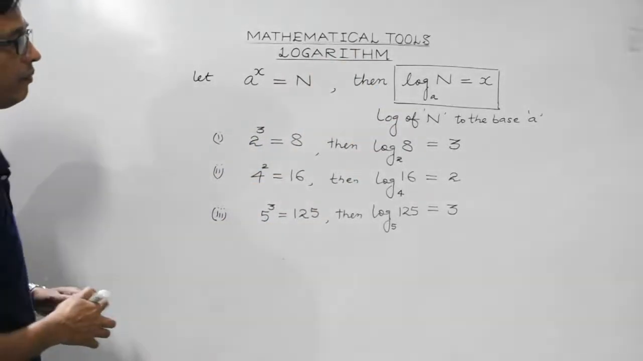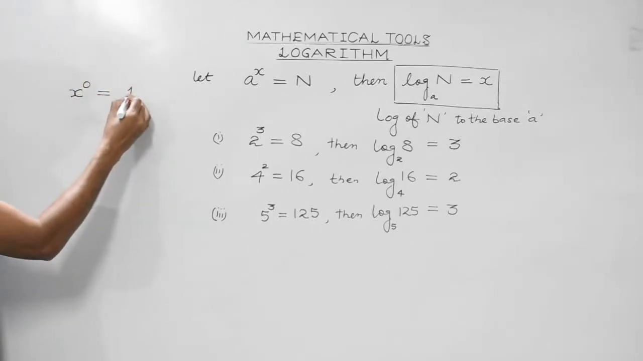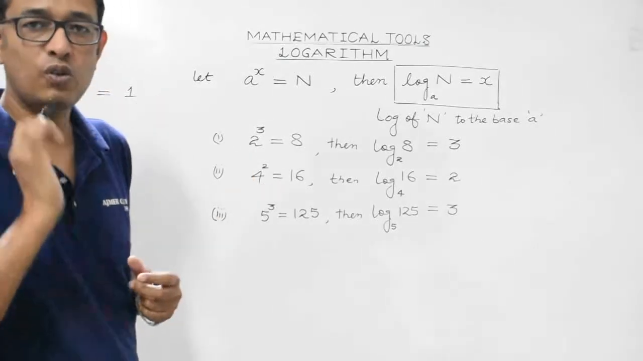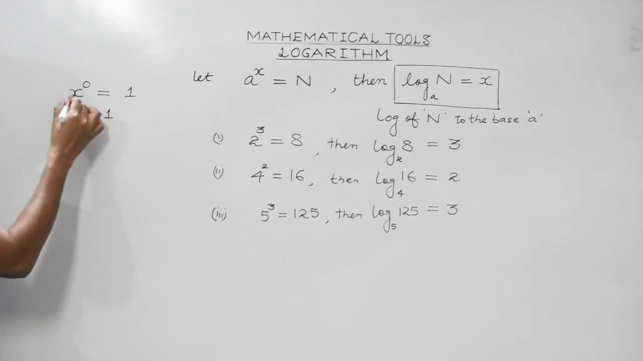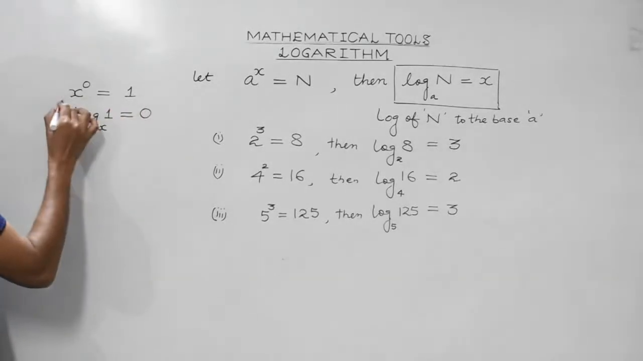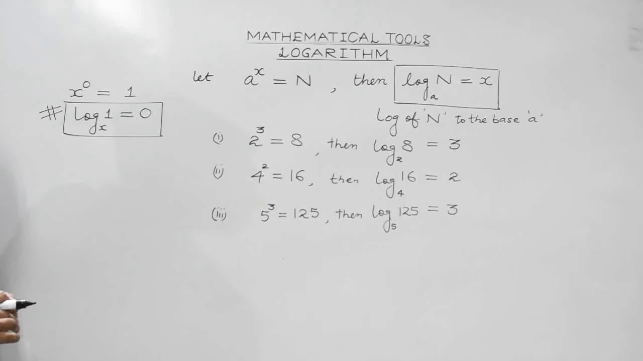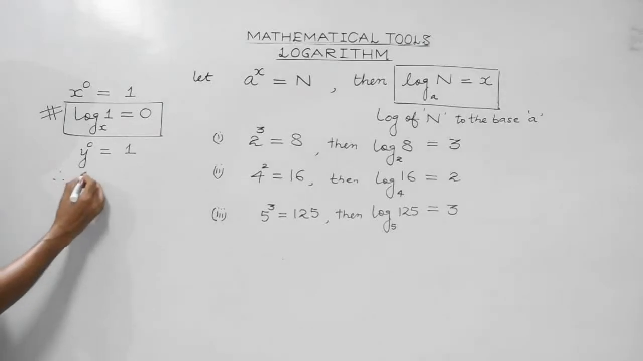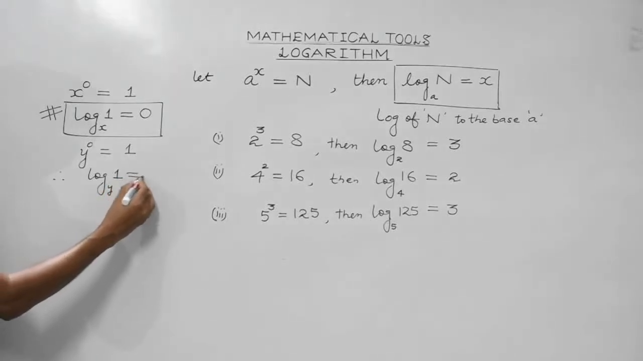For example, suppose we need to find out x to the power 0. It is always equal to 1. We are aware, anything raised to power 0 is always equal to 1. Therefore, log 1 to the base x is equal to 0. So this is a very important result. Please do remember it. Also, y to the power 0 is equal to 1. Therefore, using the same logic, log of 1 to the base y is equal to 0.